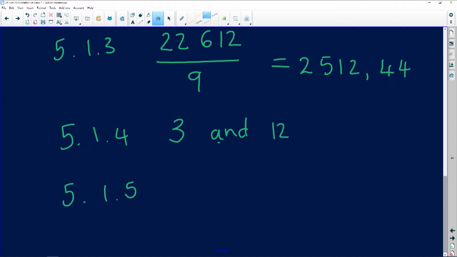5.1.5. Did you see what I did there? You can have more than one modal number. Sometimes learners will say to me, ma'am, there's more than one. Yes, you can have more than one. So let's go to the next one.